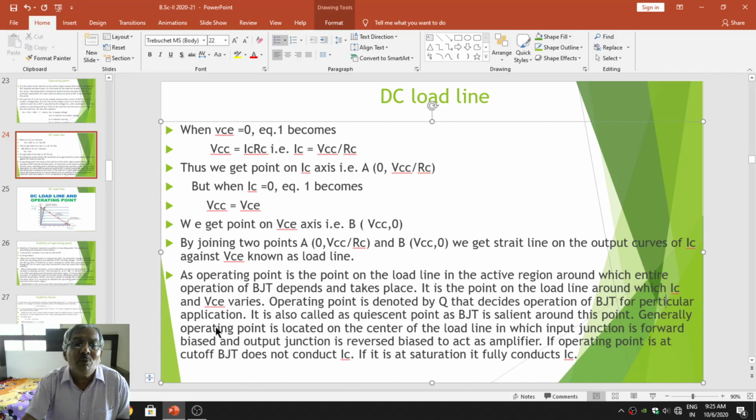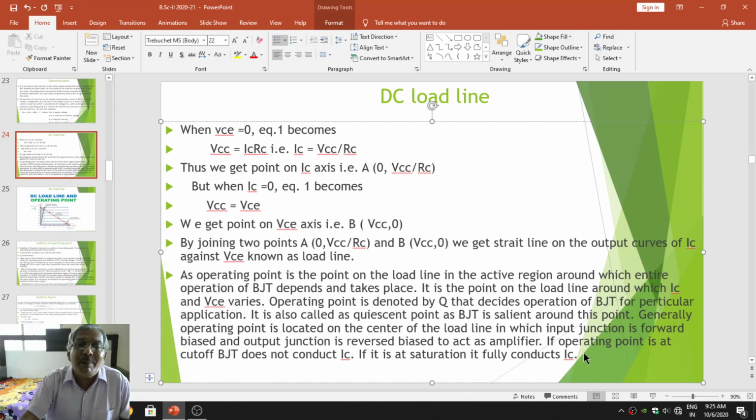Generally, the operating point is located on the center of the load line, in which the input junction is forward biased and the output junction is reverse biased to act as an amplifier. If the operating point is at cutoff, the BJT doesn't conduct IC, and if it is in saturation, it fully conducts IC. Then the BJT is going to act as a switch.